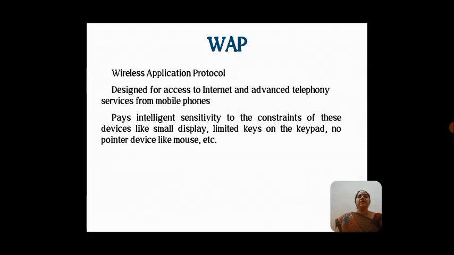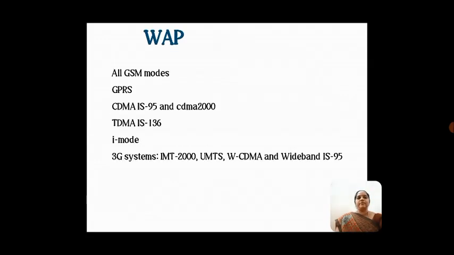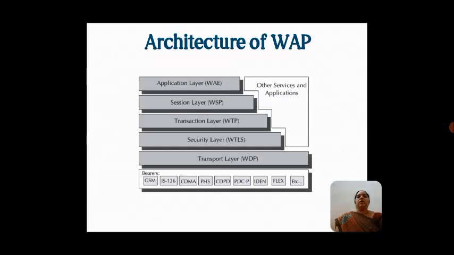It pays intelligent sensitivity to the constraints of these devices, like small display, limited keys on the keypad, and no pointer device like a mouse, etc. This is the architecture of wireless application protocol. Here we have the different layers. First one is the application layer, then the session layer, transaction layer, security layer and transport layer.